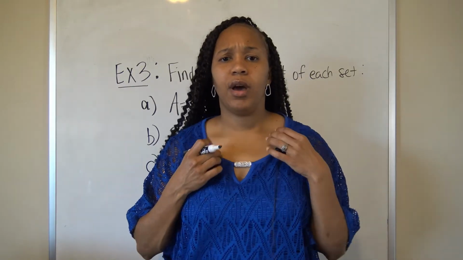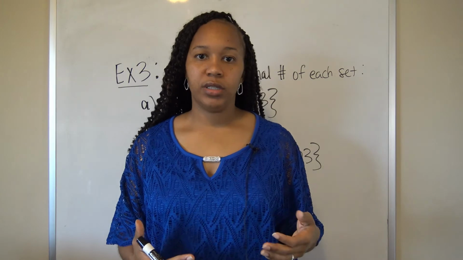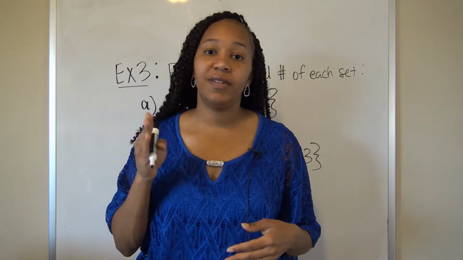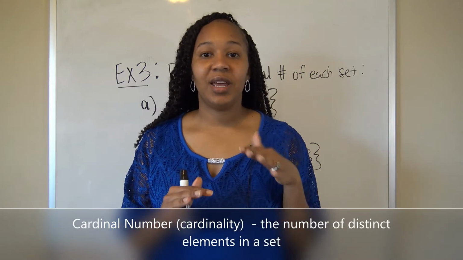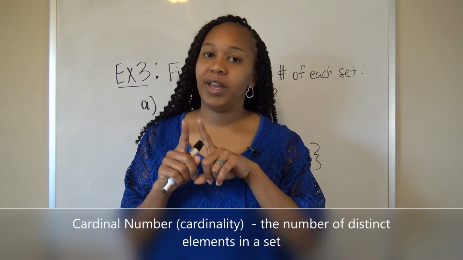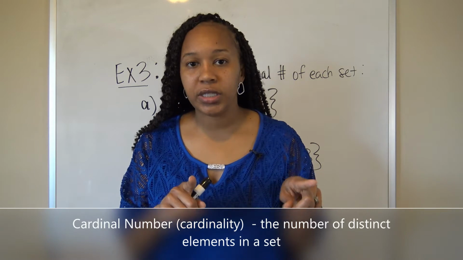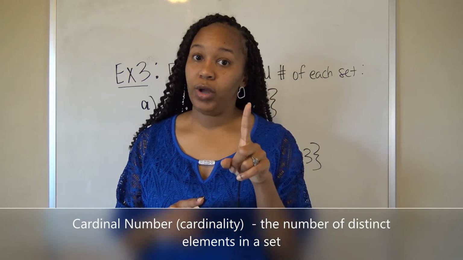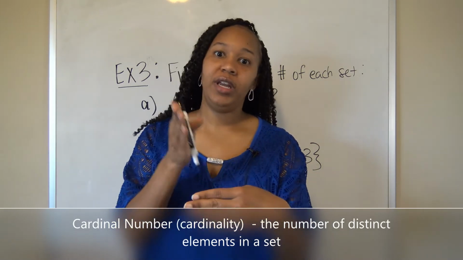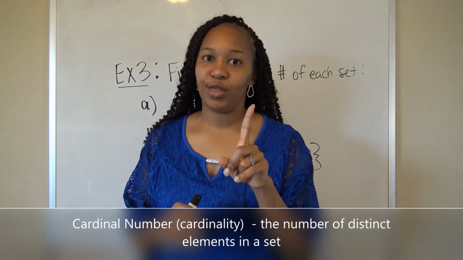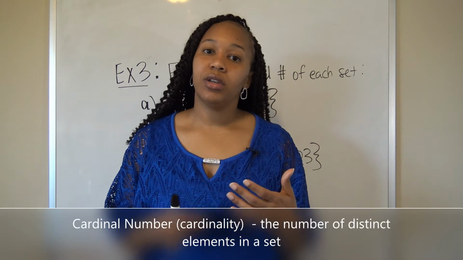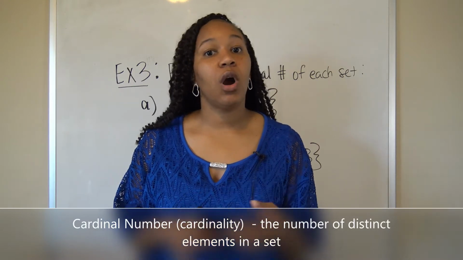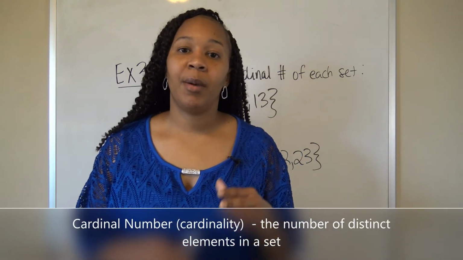Now we're going to talk about what's called a cardinal number. So the cardinal number is the number of distinct elements in a set, okay? So when I say distinct, that means if you have an element in the set that's repeated more than once, you only count that element once, okay? So if you had like 3 in the set 3 times, you would only count 3 once, all right? So it's the number of distinct elements in the set. You can also hear it referred to as the cardinality of a set. So you're counting how many numbers are in the set.